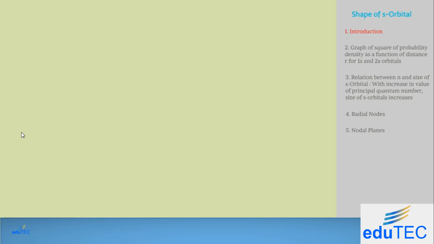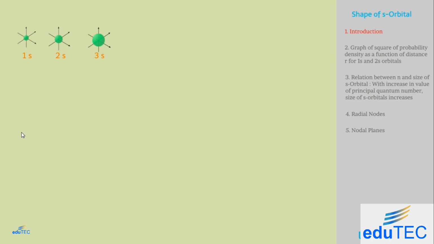Dear students, orbitals can be represented quite accurately with the help of boundary surface diagrams. In this video, let us understand the shape of s orbital.